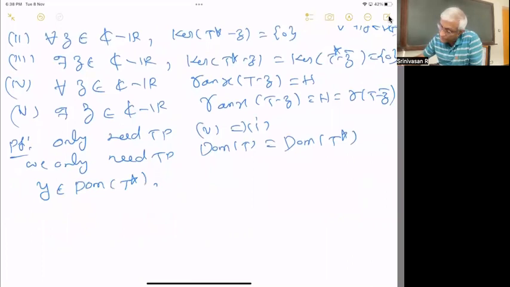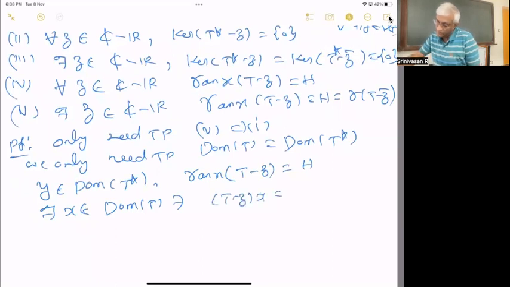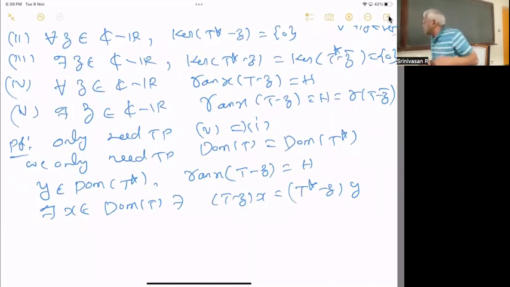Since there exists Z, we know that range of T minus Z equals H. There exists an X in domain of T such that (T minus Z) acting on X is equal to (T star minus Z) Y. Y is in domain of T star. So (T star minus Z) Y is some element, and since range is everything, there exists some X such that this happens.